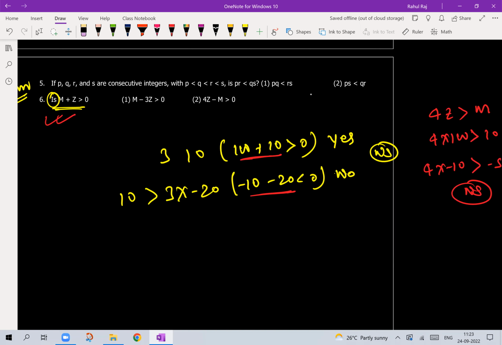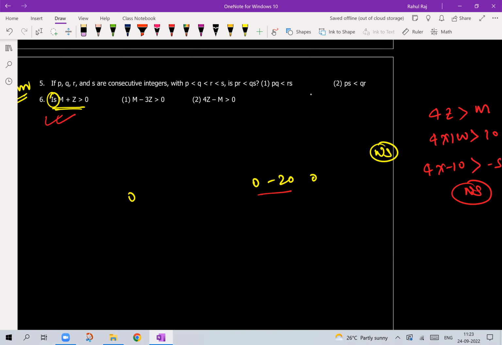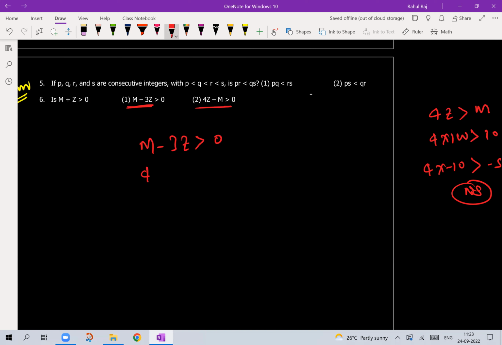Now come down to the place where you combine the statements. You know that statement number 1 is not sufficient. You know statement number 2 is not sufficient. How do you combine it? Now see here, m minus 3z greater than 0. It says 4z minus m is greater than 0. Please understand, guys, you are trying to combine two inequality equations. Combining two inequality equations, or two equations, is nothing but solving those particular equations. That's it. There is no other way around at all.